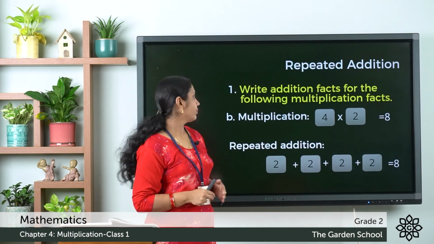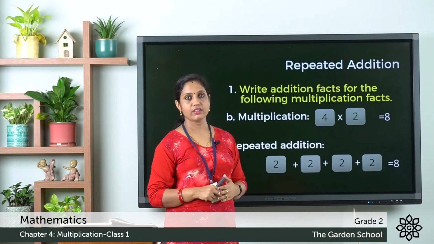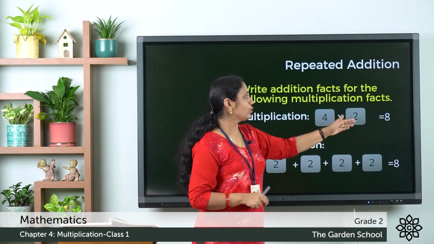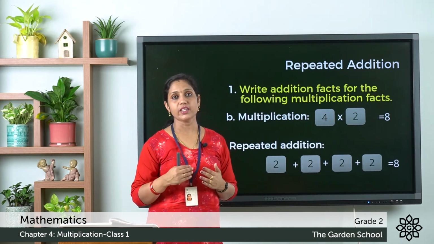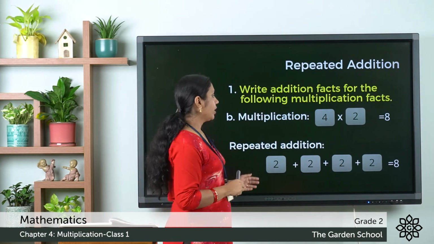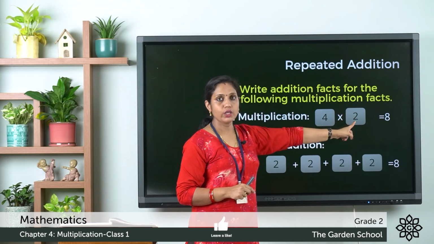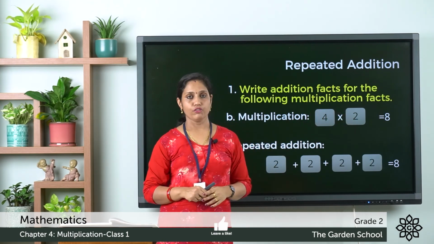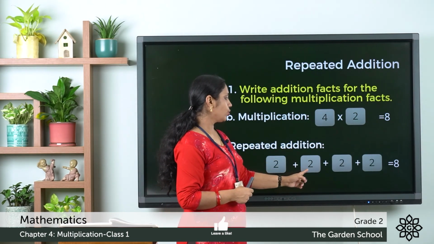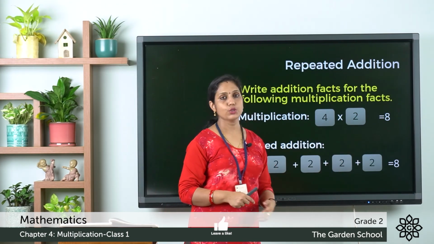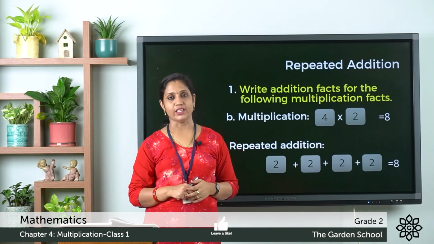The next one, the multiplication fact is given as 4 into 2 is equal to 8. So we have to write the repeated addition form. So here you can see the number 2 is repeated 4 times. So we can write this as 2 plus 2 plus 2 plus 2 is equal to 8.